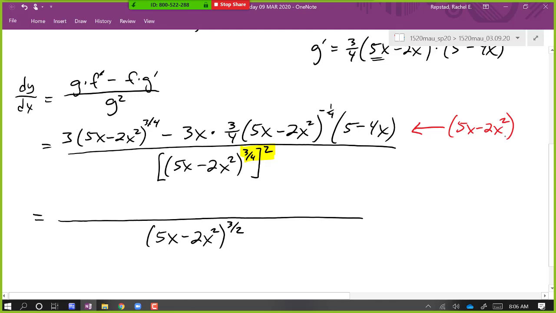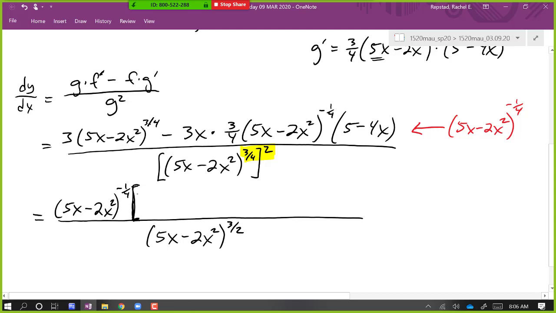Negative 1/4. Negative 1/4. We always take the least power, right? So whichever one is less than is the least power. We grab that, and so we're going to take that out. 5x minus 2x squared to the negative 1/4 power, and now we open up some parentheses or brackets.